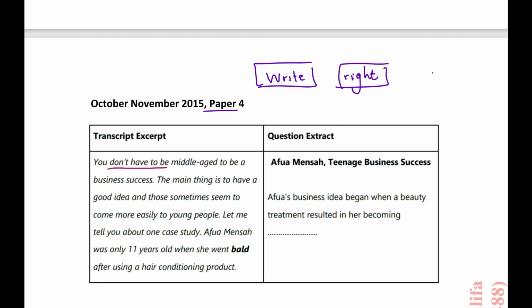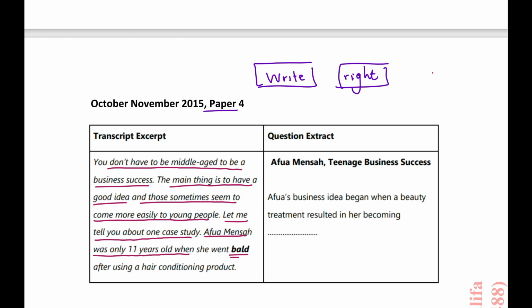You don't have to be middle-aged to be a business success. The main thing is to have a good idea, and those sometimes seem to come more easily to young people. Let me tell you about one case study. Afua Mensa was only 11 years old when she went bald.